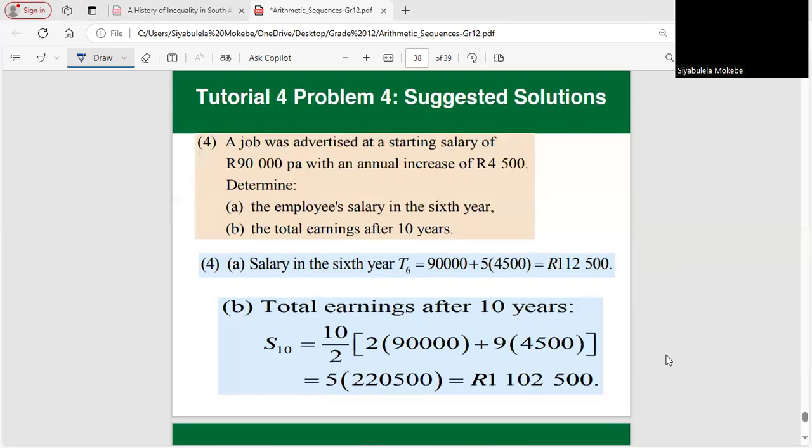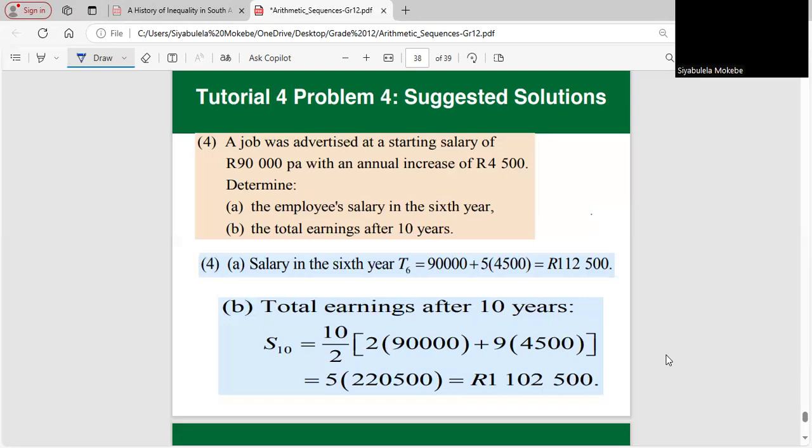An employee is charged per annum with an annual increase of 4,500. Determine the employee's salary in the 6th year. The salary in the 6th year is going to be the starting salary plus 5 times your annual increase. Now determine the total earning after 10 years.